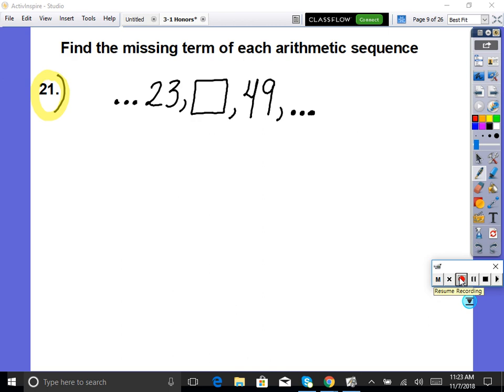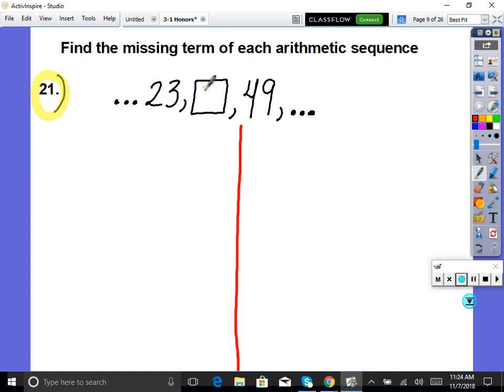Okay, so we get now that an explicit formula generates that sequence of numbers, and it also allows us to find any term in the sequence. So now go to 21. It says find the missing term of each arithmetic sequence. There are 2 ways to do it, and both ways are important to know because one of the ways will only work sometimes. Let me explain.